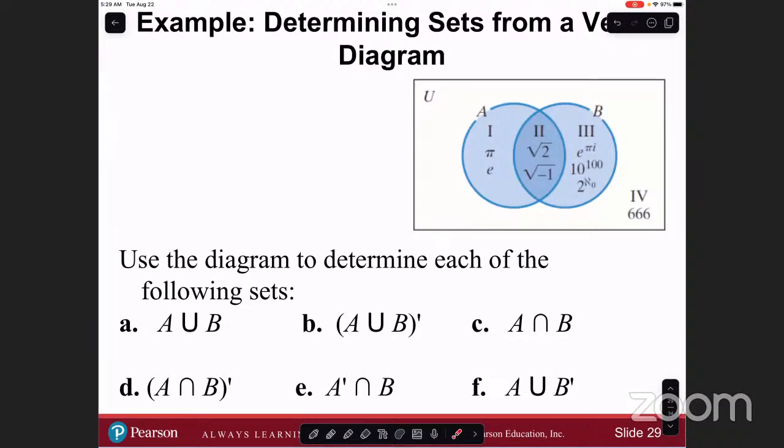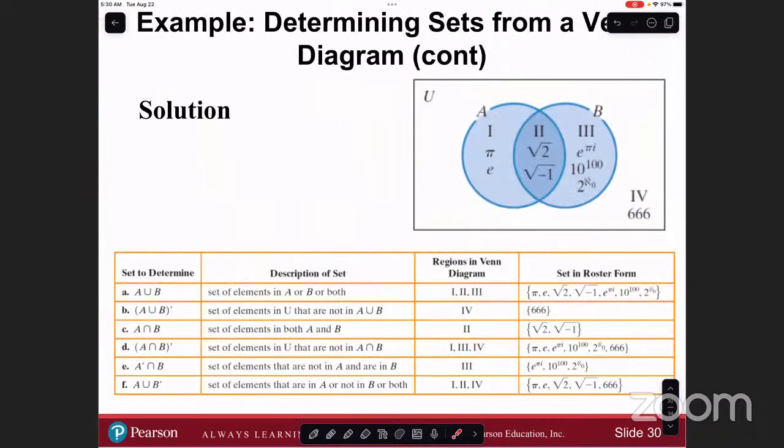A complement intersection B, we should write that out. Basically for E, what we would do is find A complement first and then intersect that with B. Just for the sake of time, I'm just going to piggyback off of my prepared notes, right? A union B is basically regions 1, 2, and 3. You have the results here.